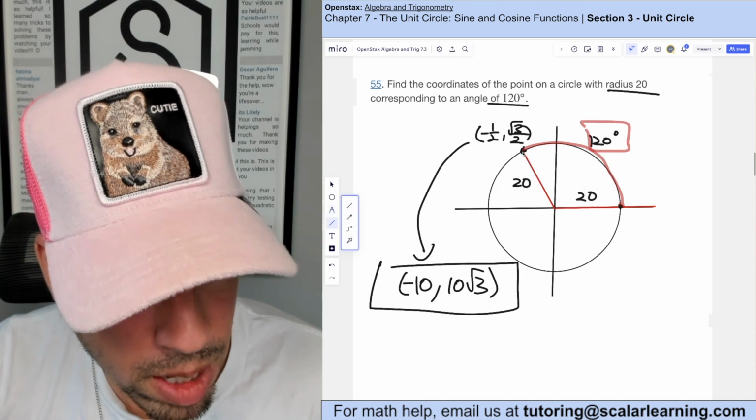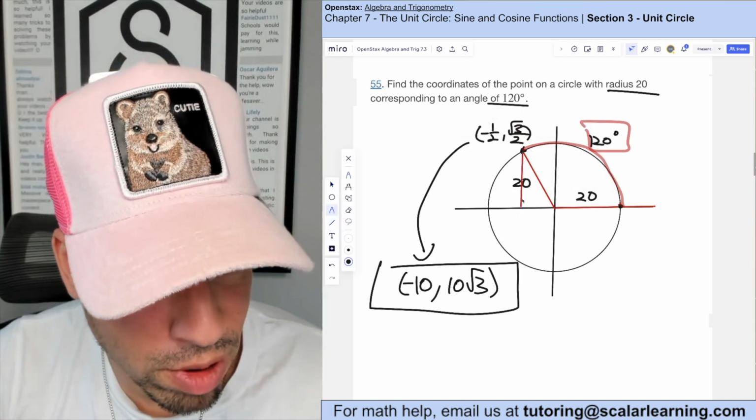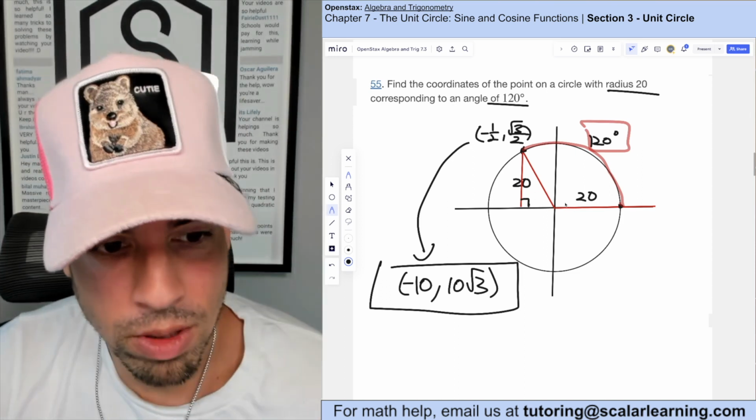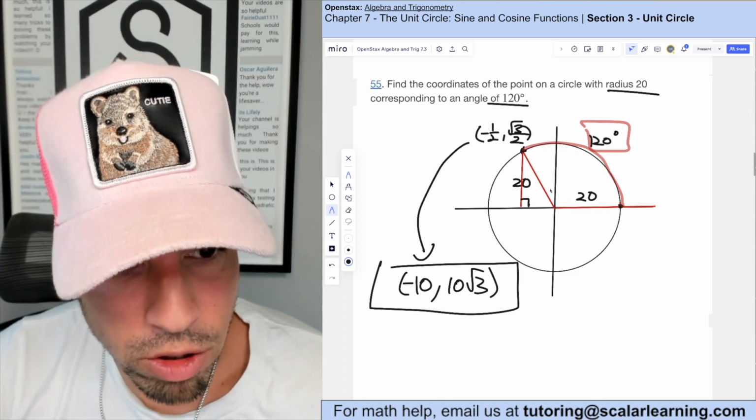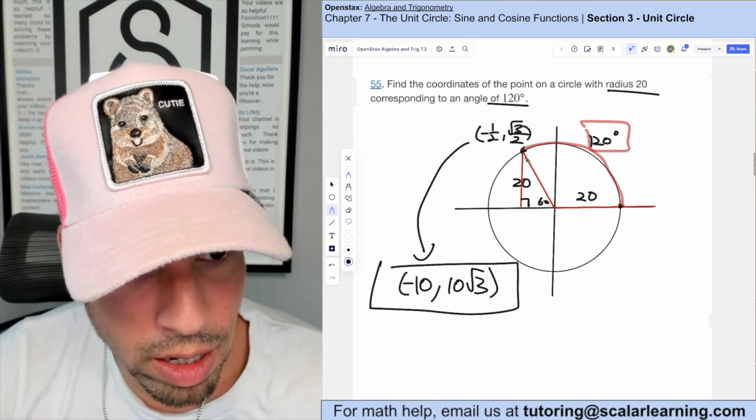Another way to think about this is to figure this out as a triangle, and this is going to be pretty straightforward, and you don't even really need trig for this. You recognize that this angle in here is 30, that's 30 more than 90, which means this bottom angle is 60. This little angle up here is 30.